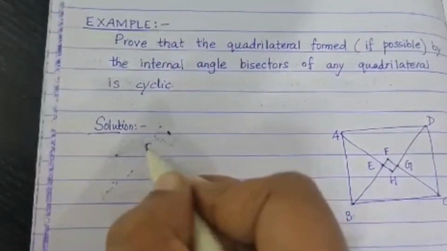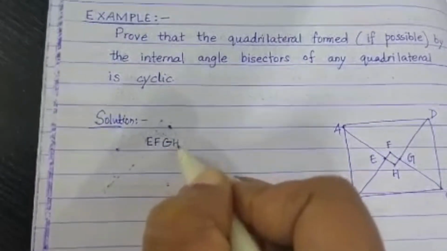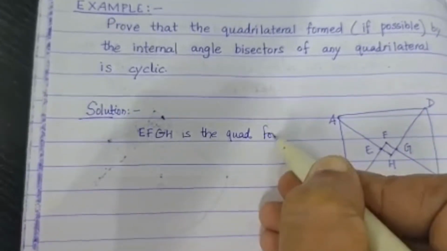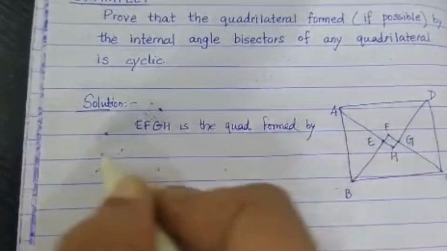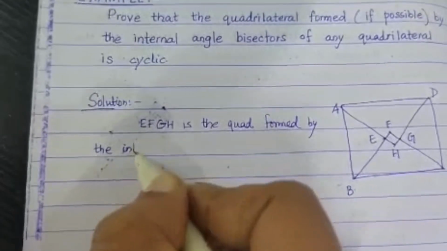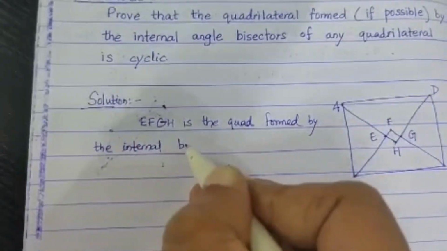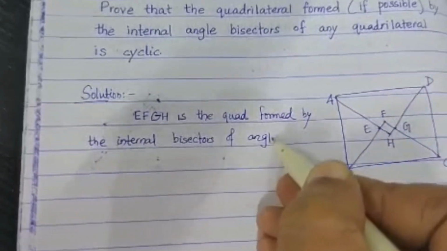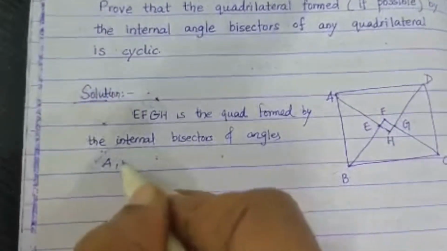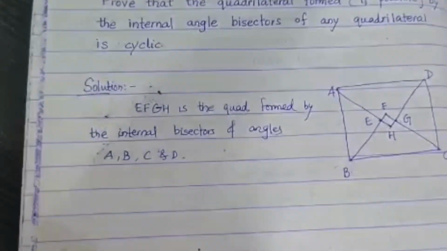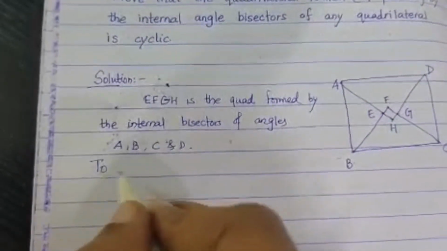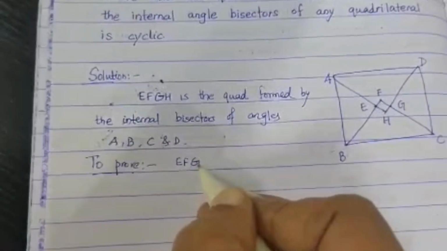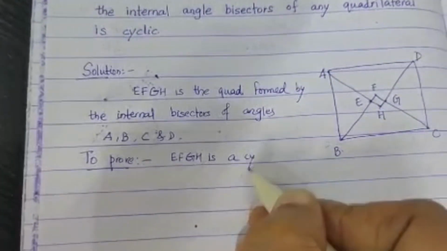So let us write it. EFGH is the quadrilateral formed by the internal bisectors of angles A, B, C, and D. Okay, and what we need to prove? We need to prove that EFGH is a cyclic quadrilateral.